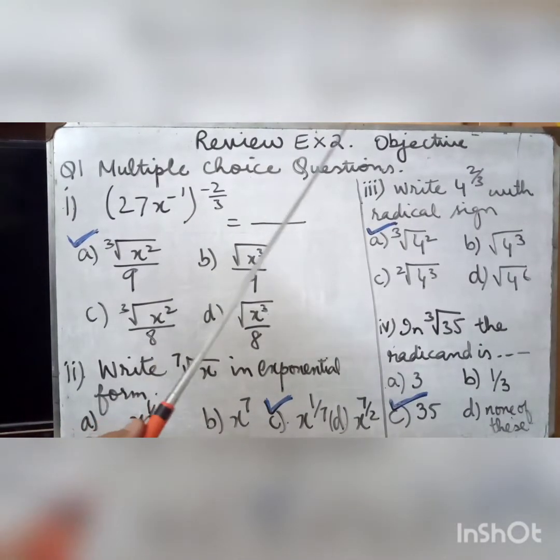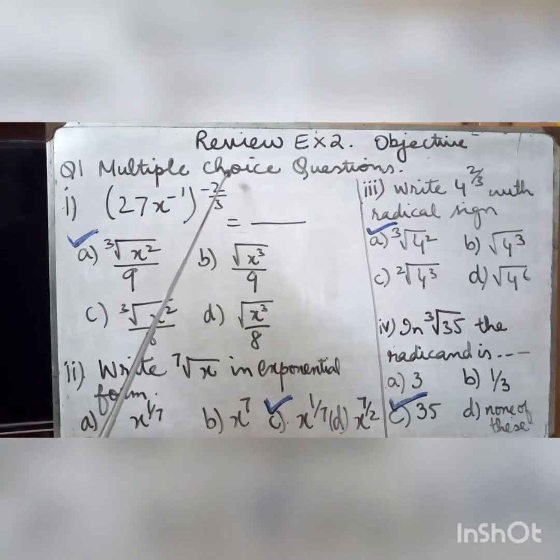Review exercise 2 objective. Question number 1. Multiple choice question. Choose the correct one. First, 27x raised to power minus 1 with exponent minus 2 over 3. Options: A, x cube root of x square divided by 9; B, square root of x cube divided by 9; C, cube root of x square divided by 8; D, square root of x cube divided by 8. The correct answer is A.